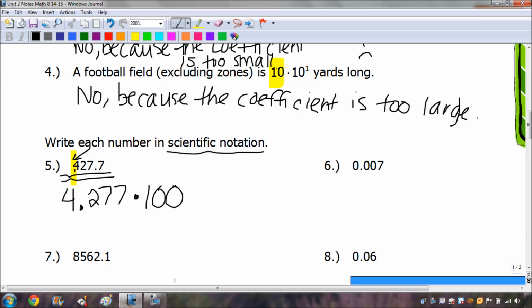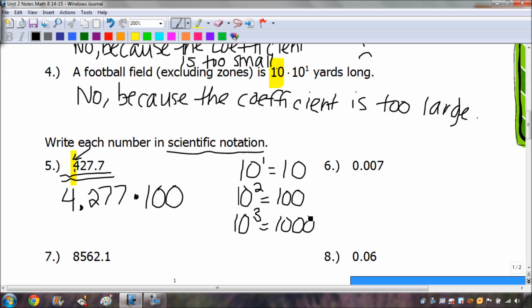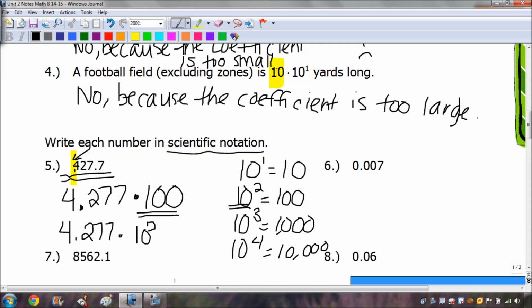Now remember, we said that 10 to the first power is 10. 10 to the second power is 100. 10 to the third power is 1,000. 10 to the fourth power is 10,000, so on and so forth, right? So if I'm multiplying by 100, it's 10 to the second power right here. So what I'm doing is 4.277 times, I'm multiplying by 10 2 times. And that should make sense to you because 10 times 10 is 100.